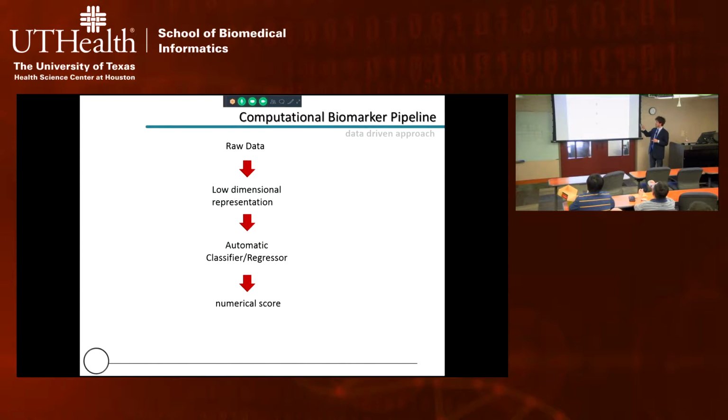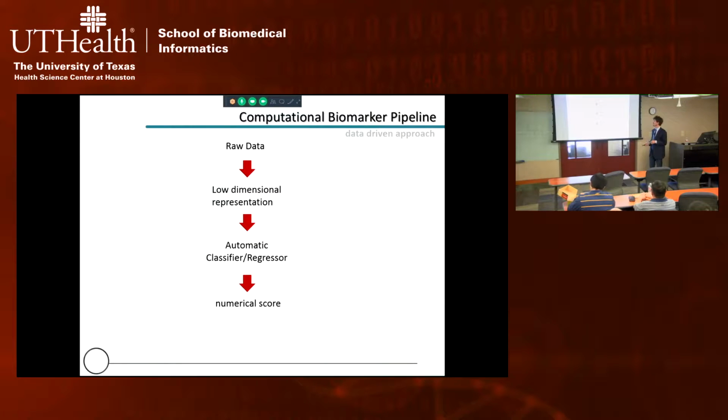Then after representing it in a lower space, we have a system, a machinery, which can be an automatic classifier, regressor, or you name it, that distills a numerical score. This is very abstract now, and I'll try to use the schema later on to explain how it is applied for the different techniques.